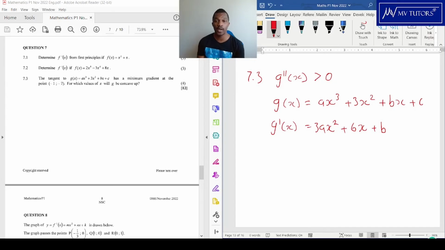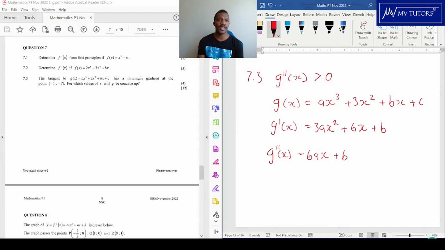We've got to go a second time now. Let's go. Okay, so we bring the 2 down. It's 3 times 2a, which is going to be 6a x. 2 minus 1 is just 1, which remains, plus 1 times 6 is just 6, and the x goes away because anything to the power of 0 is 1. So there we go. We got that.